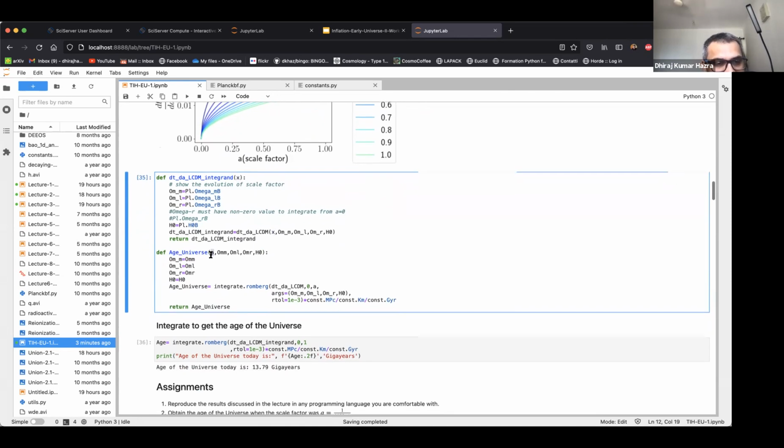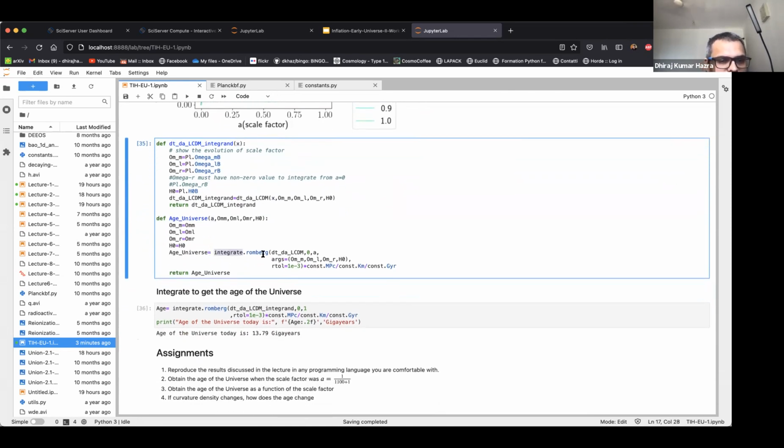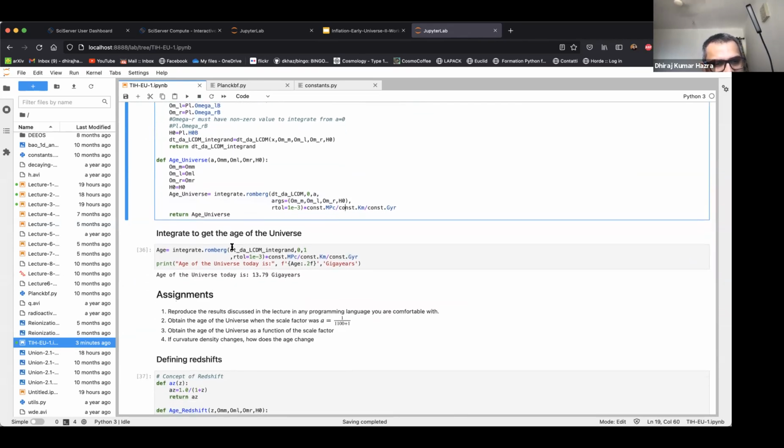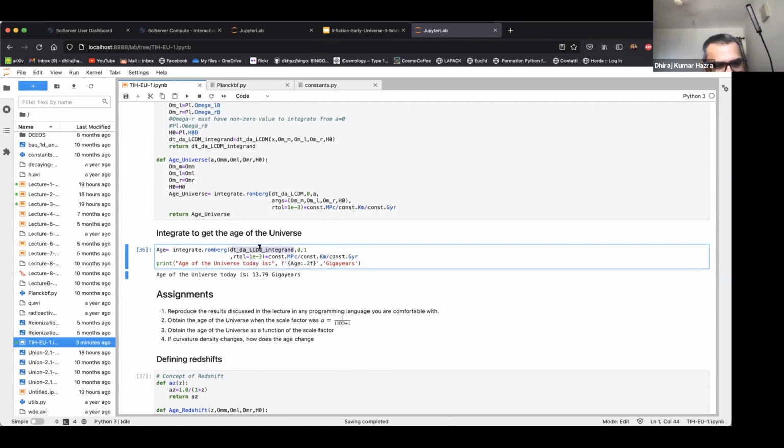It is simply using a Romberg integration in order to integrate. See, this is dt da from 0 to a. I am calculating from when the universe had size 0 to any size a. And if you want to integrate and get the age of the universe today, then you have to use a equal to 1. So you integrate this dt da lambda CDM integrand from 0 to 1.